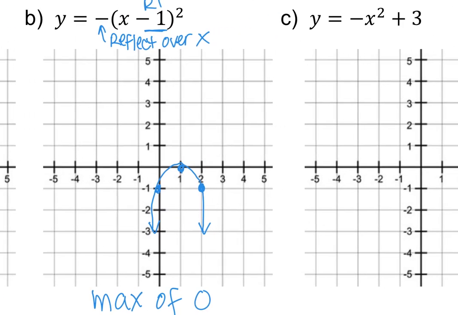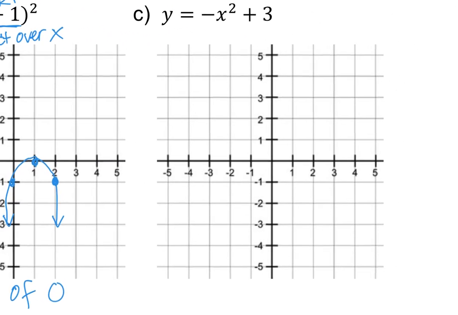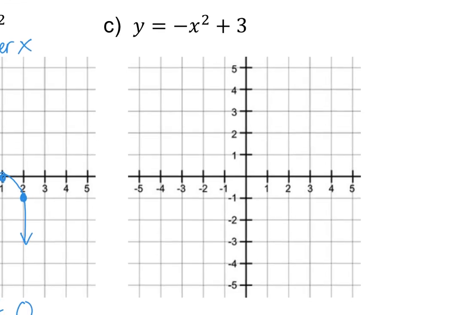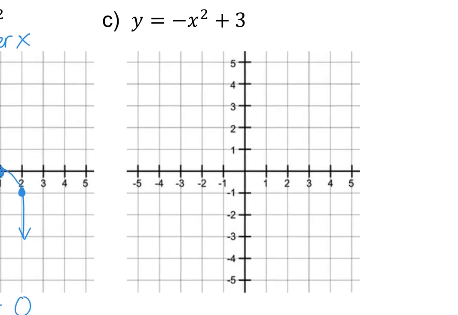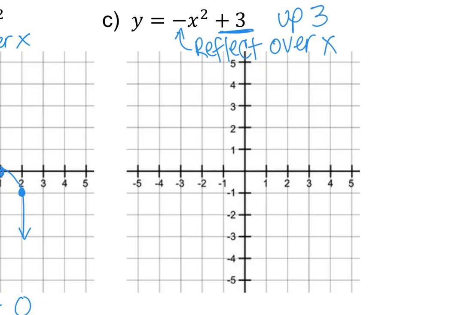All right, great. Letter C. Again, let's write down those transformations. Don't do them in your head. So what is this +3? Up 3. And then we have that negative, which means what? Reflect over x. Okay, so let's move our vertex up 3. And instead of going up, we're going to go down to the left and to the right.